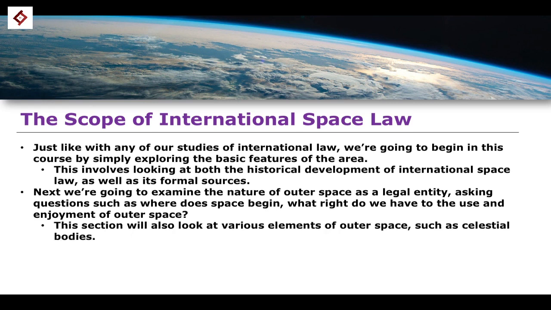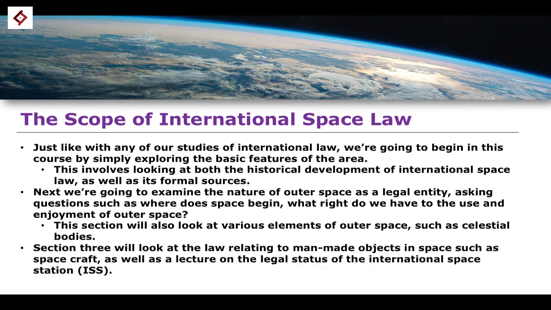So we'll look at other elements of outer space as well, such as celestial bodies. So we're not just going to focus on space as the sort of ethereal concept that we see here, the black bit at the top of this screen. We're going to focus as well on celestial bodies that exist as well. So, for example, we can look at space as a legal entity, but what about, for example, the moon as a legal entity? How does that operate? What rights do we have over the moon?